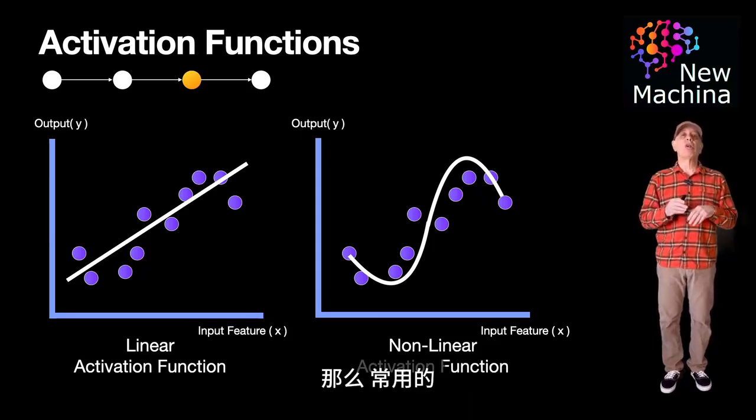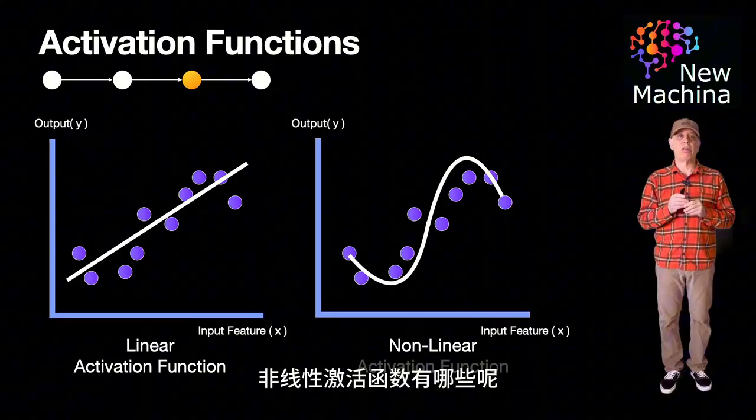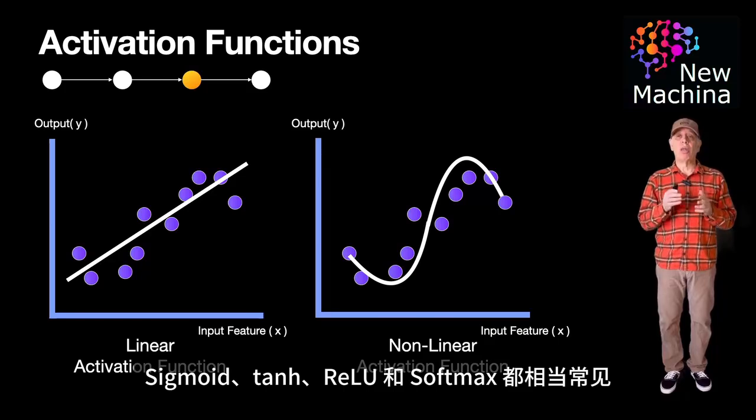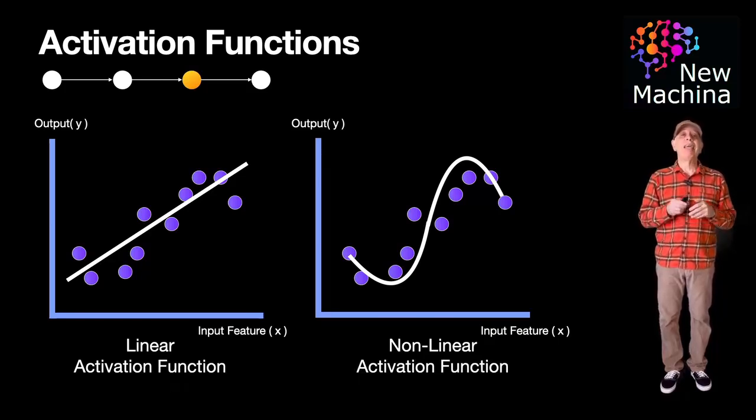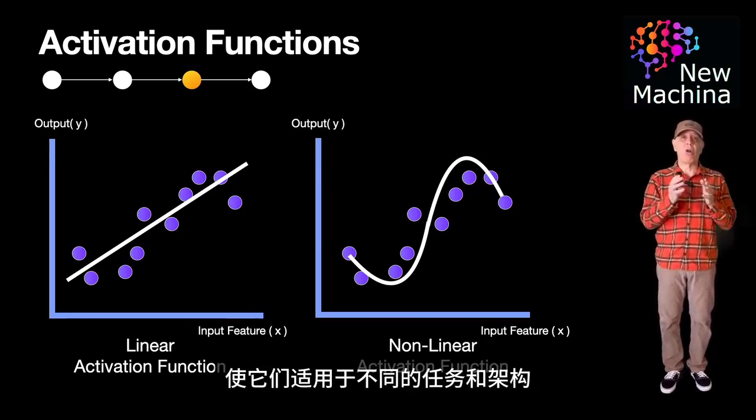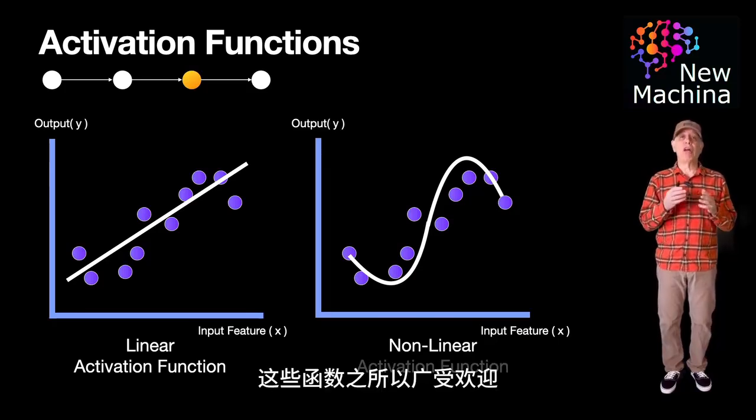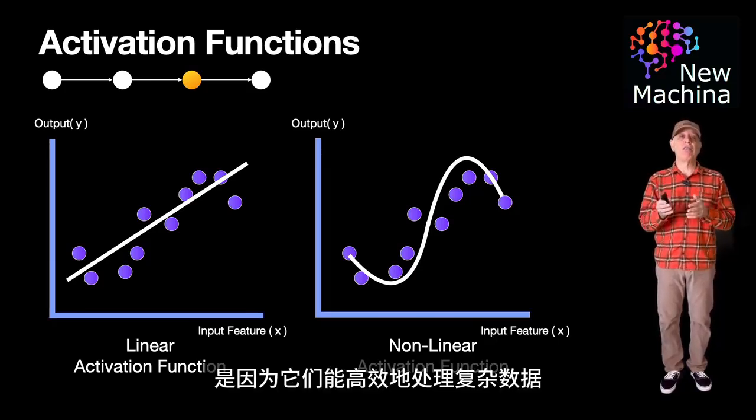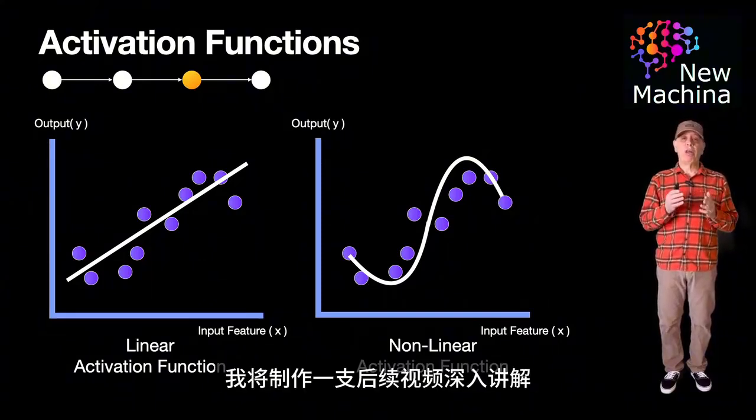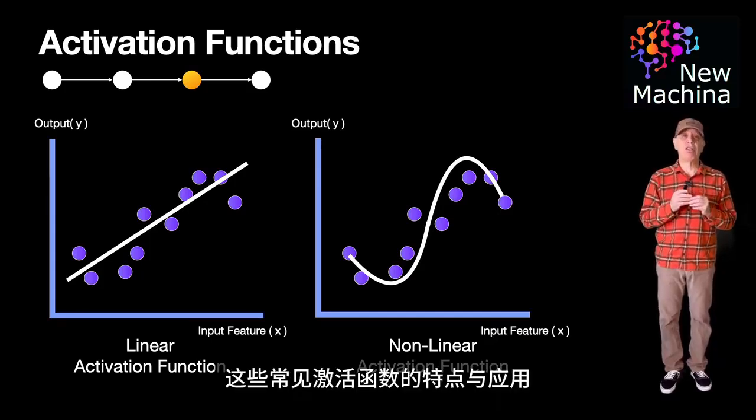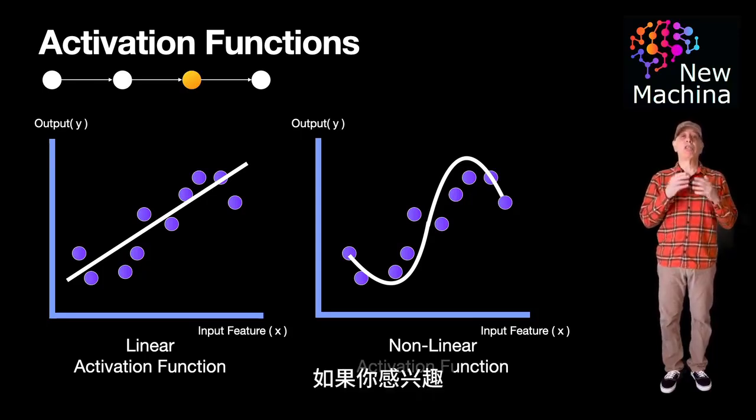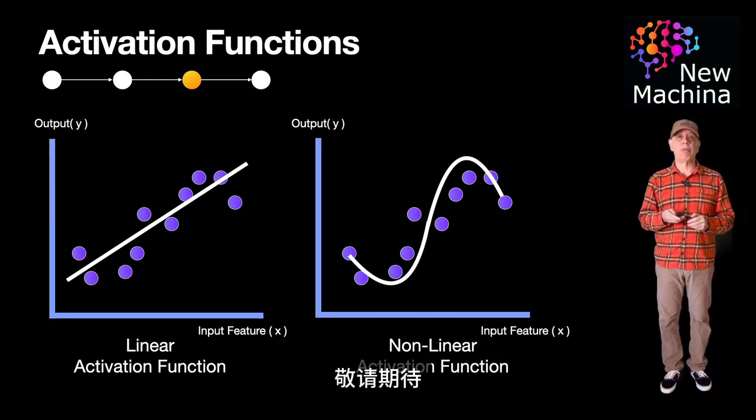So what are some commonly used nonlinear activation functions? Well, although this list is not exhaustive, sigmoid, tanh, ReLU, and softmax are quite common. Each of these functions has unique characteristics, making them suitable for different tasks and architectures. To put it simply, these functions are popular choices because they effectively handle complex data in neural networks. I'll be creating a future video to dive deeper into each of these common activation functions, exploring their characteristics and applications. Keep an eye out for this video if this sounds interesting to you.